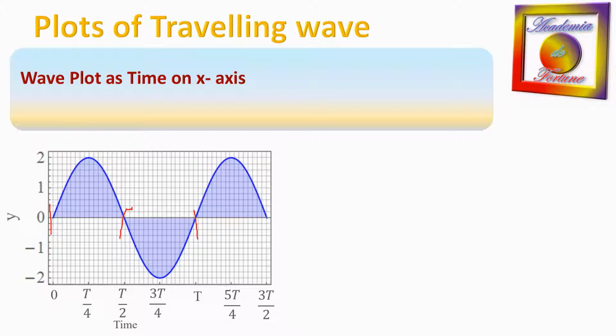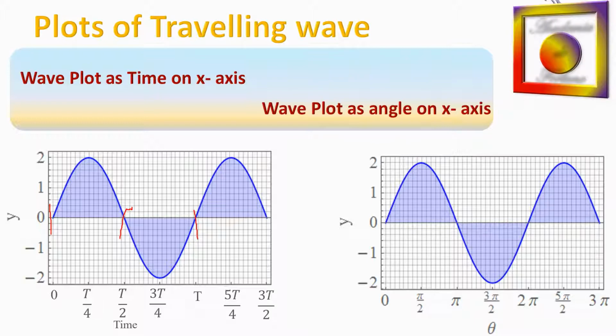Similarly, you can plot the wave as angle or phase on x-axis. Your wave will look like this. As we know that one complete oscillation refers to 2 pi or 360 degrees, the wave can be plotted like this, and x-axis is showing you the phase or angle. This notation of the wave is very helpful when we need to find the phase difference between the waves. We will be utilizing this concept in our upcoming videos.